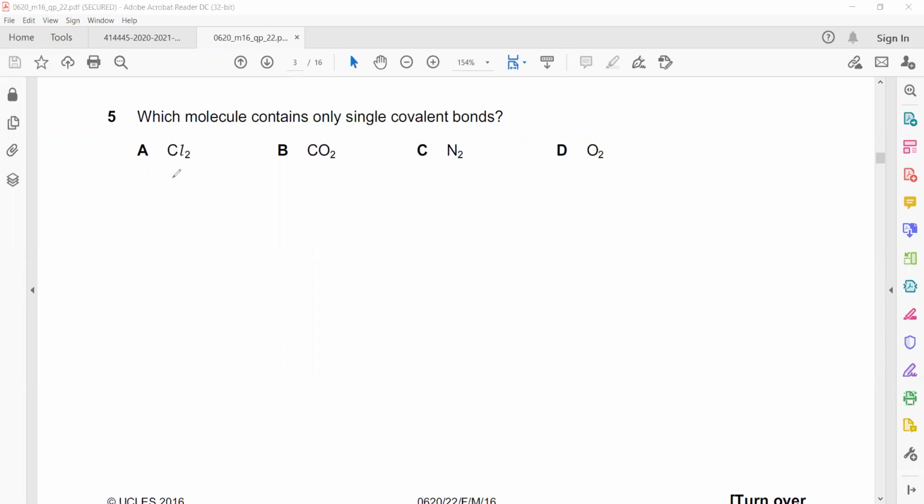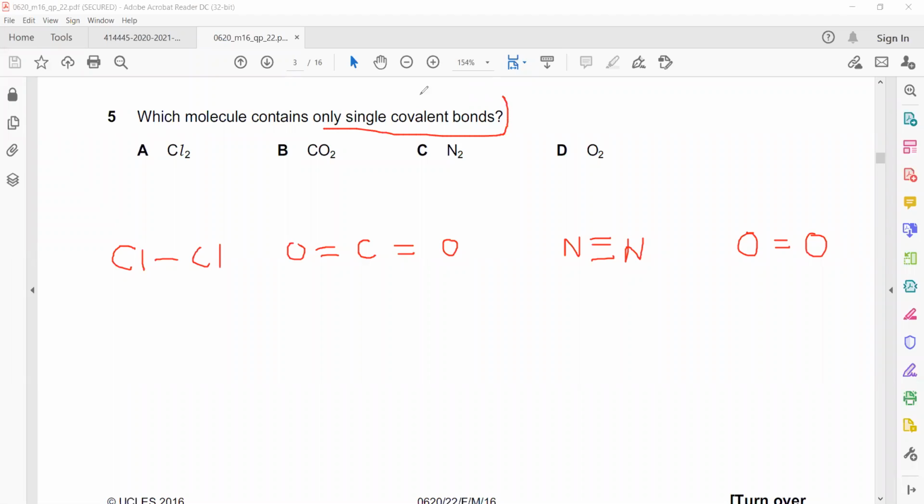When you draw chlorine, chlorine belongs to group 7, so it will share 1 electron, so there will be a single bond. When you draw carbon dioxide, carbon belongs to group 4 and oxygen belongs to group 6, so it will share 2 electrons, so there will be a double bond. Nitrogen belongs to group 5, so it will share 3 electrons. And oxygen belongs to group 6, so it will share 2 electrons. The question is, which molecule contains only a single covalent bond? A single covalent bond is present in A, which is chlorine.